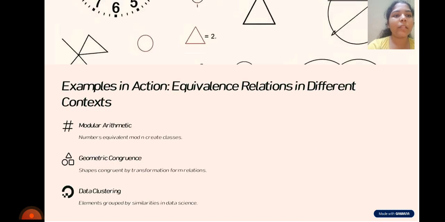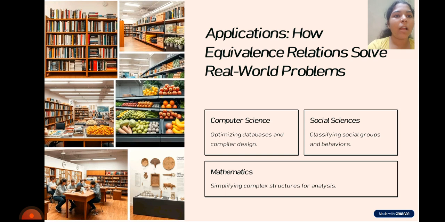Examples in action: equivalence relations in different contexts. Modular arithmetic: numbers equivalent mod n create classes. Shape congruence by transformation forms a relation. Elements are grouped by similarities in data science. Applications of equivalence relations solve real-world problems. Computer science: optimizing databases and compiler design. Social science is about classifying social groups and behaviors. In mathematics, simplifying complex structures for analysis.